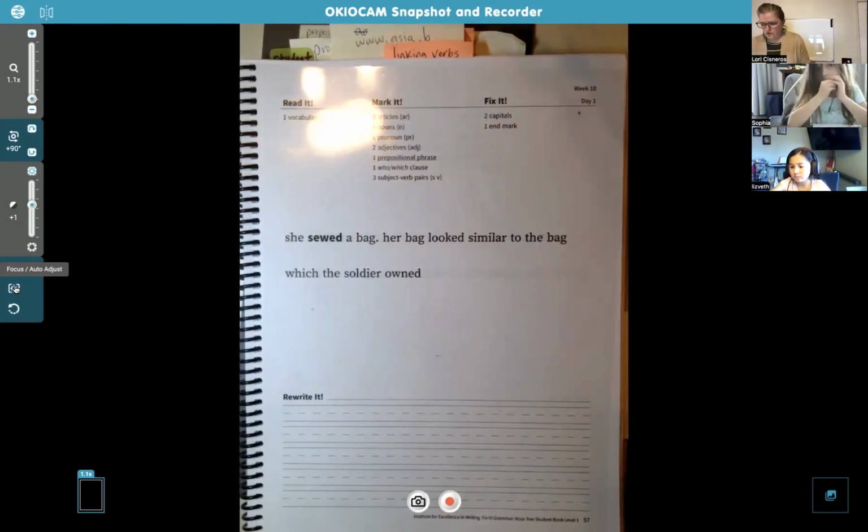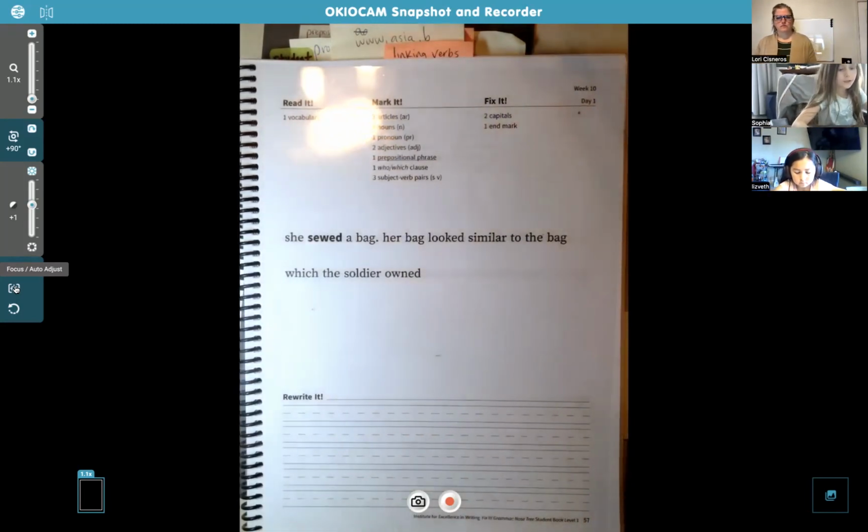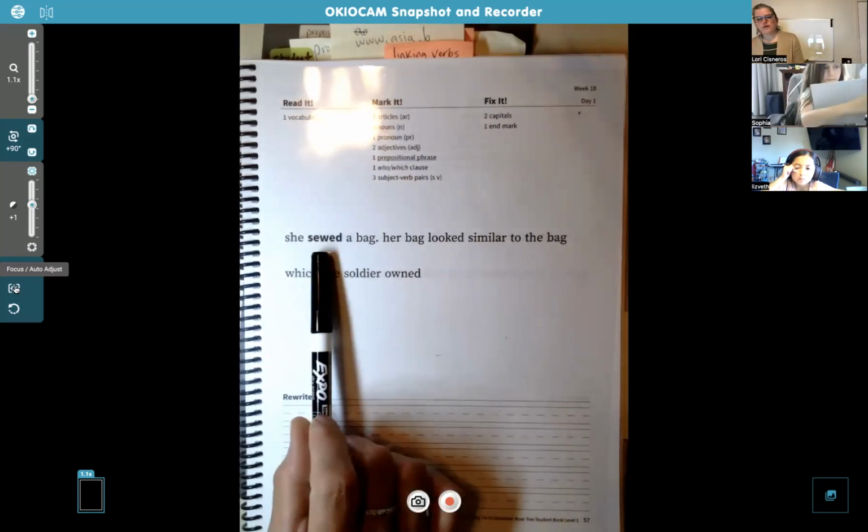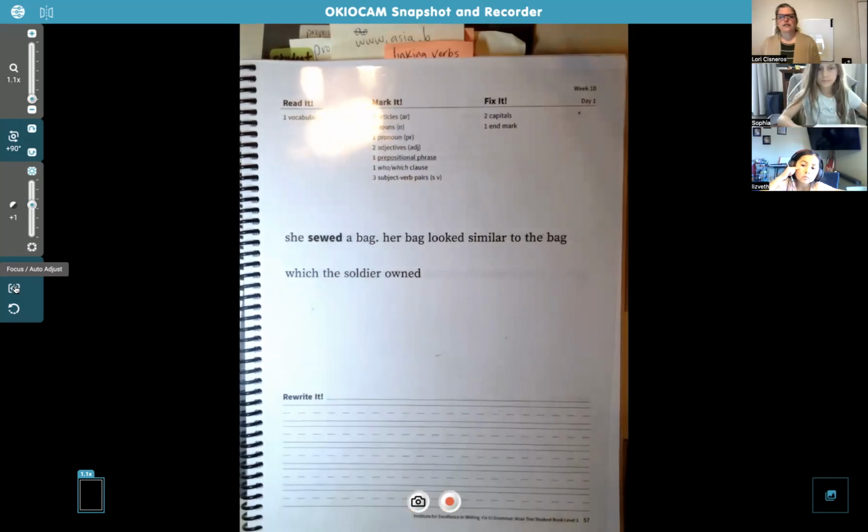Sophia, can you read our sentences today? She sewed a bag. Her bag looks similar to the bag which the soldier owned. Good reading. And this word is sewed. So it's like when you take a needle and thread and you put it through the fabric and make something.